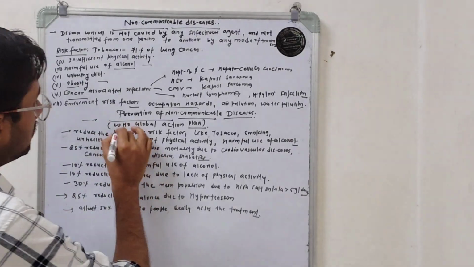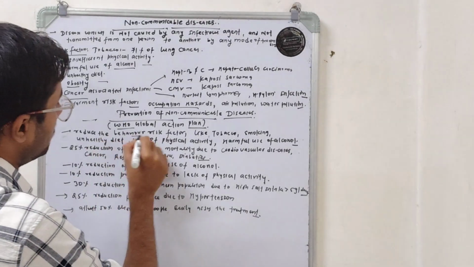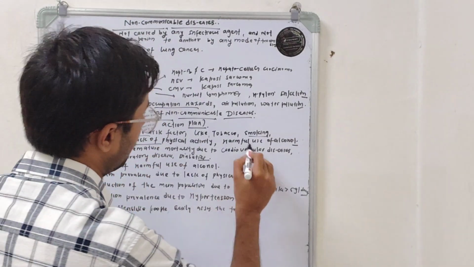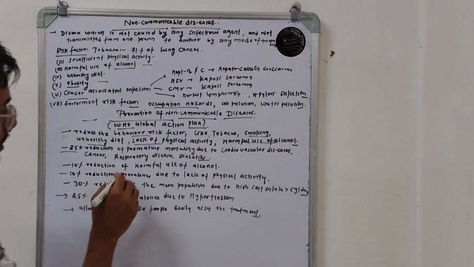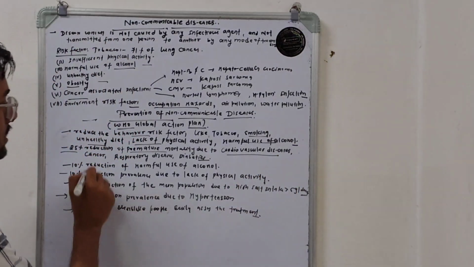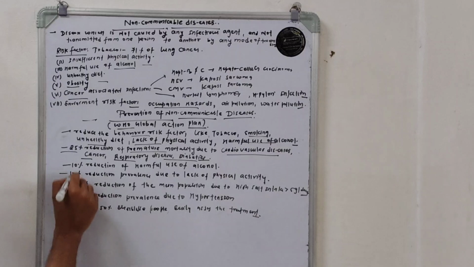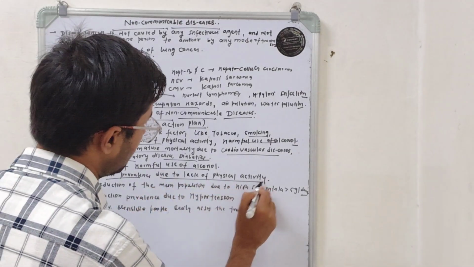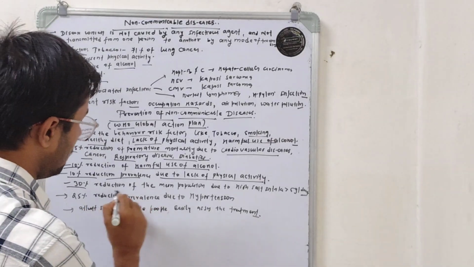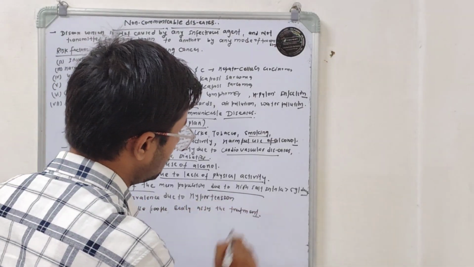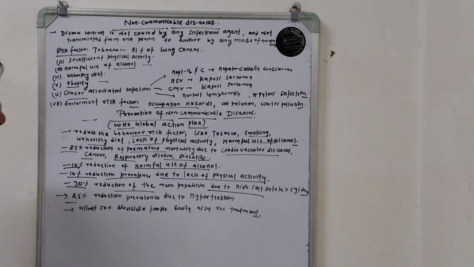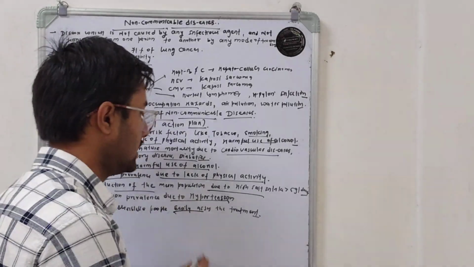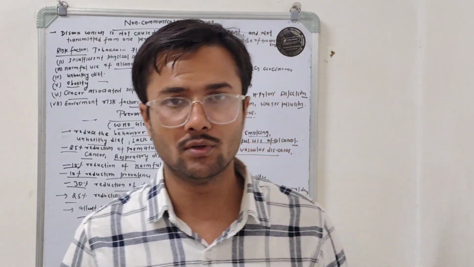Now for the prevention, WHO launched the WHO Global Action Plan. They reduce the behavioral risk factors like tobacco smoking, unhealthy diets, lack of physical activity, harmful use of alcohol. A 25% reduction of premature mortality due to cardiovascular disease, cancer, respiratory disease and diabetes. A 10% reduction of the harmful use of alcohol, and a 10% reduction of the prevalence due to lack of physical activity. A 30% reduction of disease in the population due to high salt intake greater than 5 gram per day. A 25% reduction of prevalence of hypertension, and it is ensured that at least 15% of eligible people easily access the treatments. So this is all about the WHO Global Action Plan.